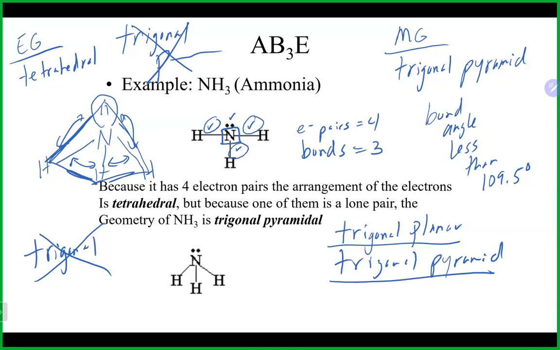They are different bond angles. They are different geometries as well. So just don't write trigonal. You've got to write trigonal planar or trigonal pyramid, depending on which one you're doing. Any questions on that? Yeah.